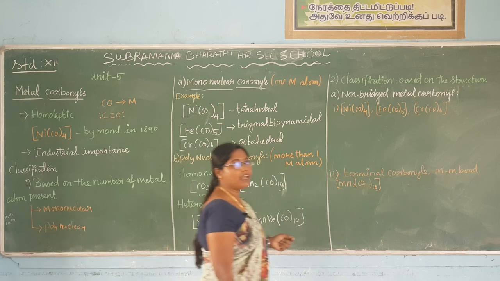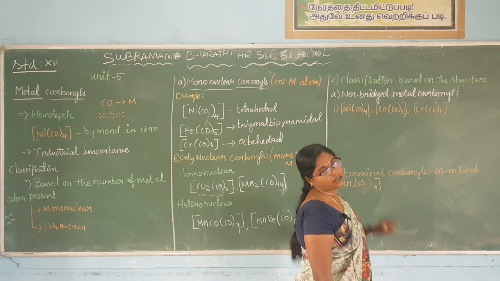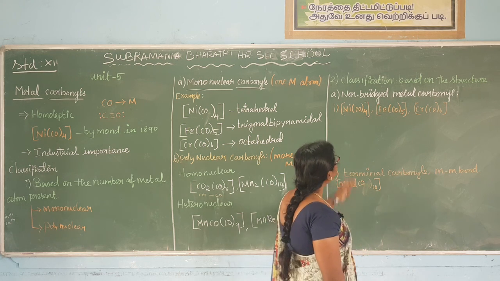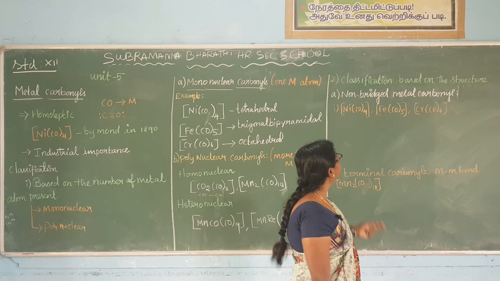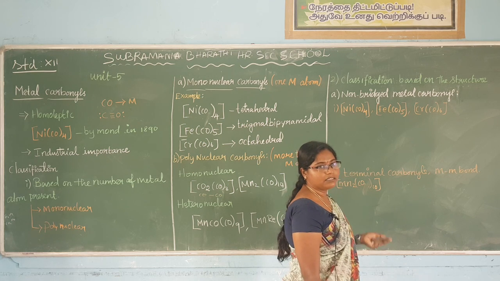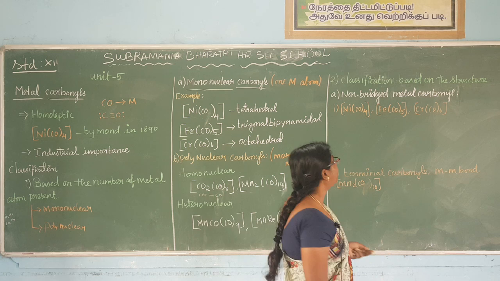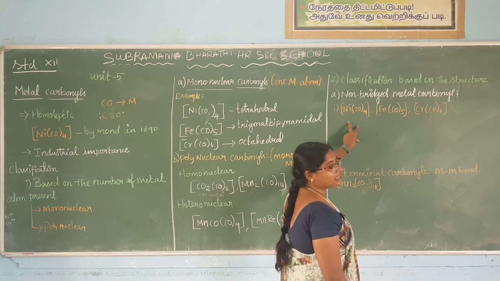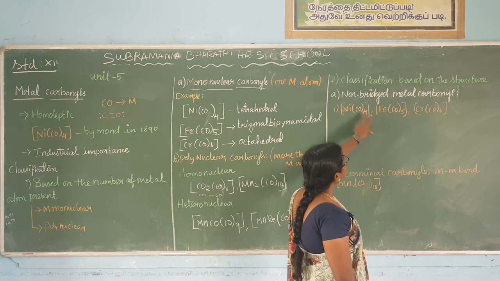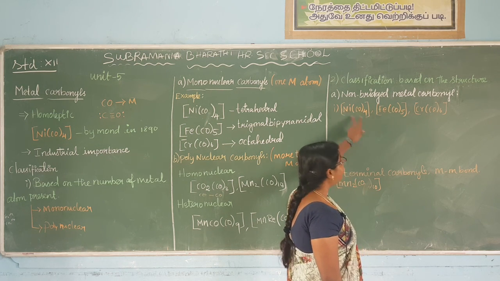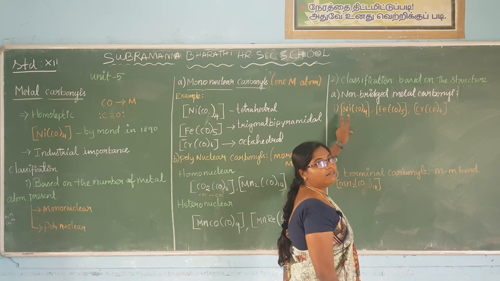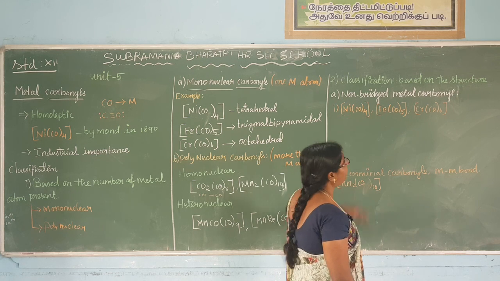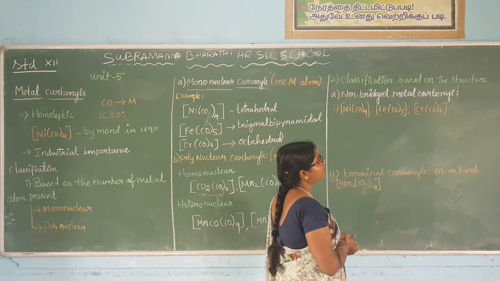So, the next classification is based on the structure. The second classification is based on the structure of the carbonyls. Here we are having two types. One is non-bridged metal carbonyls and the other one is bridged metal carbonyls. Non-bridged metal carbonyls means, listen carefully, the carbonyl group will be attached to only one kind of metal atom. So, it is called non-bridged metal carbonyl.